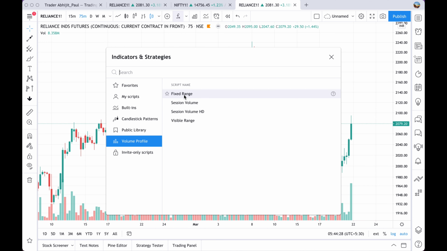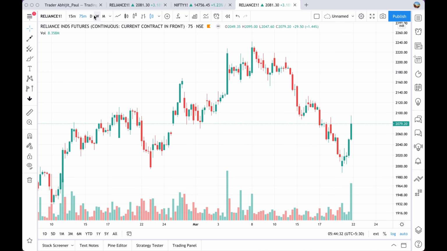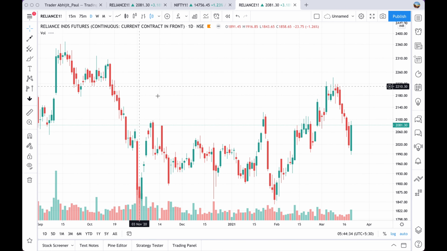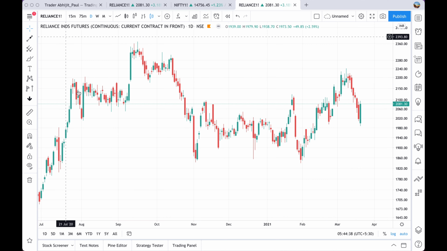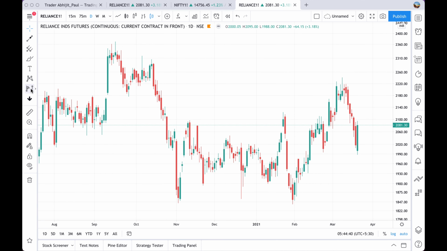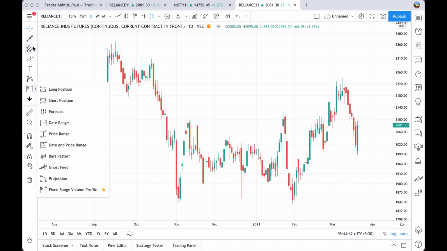Fixed range is where I select the range. So for example, this is the daily chart of Reliance Industries. I will remove the conventional volumes for the time being. And the fixed range is also available down here. I don't always go there. So I click on this section, and down here we can see fixed range volume profile.